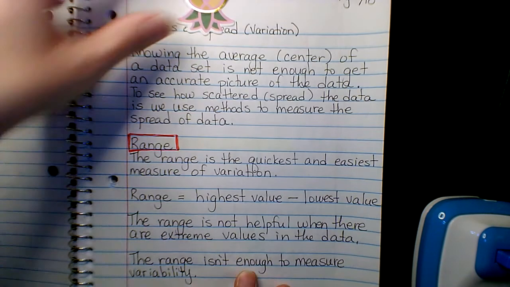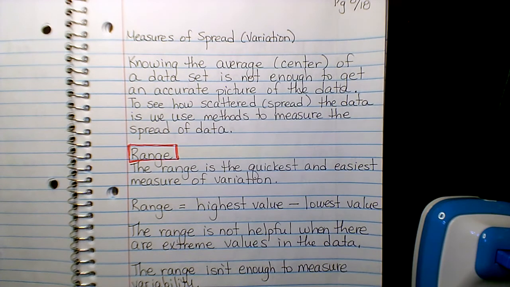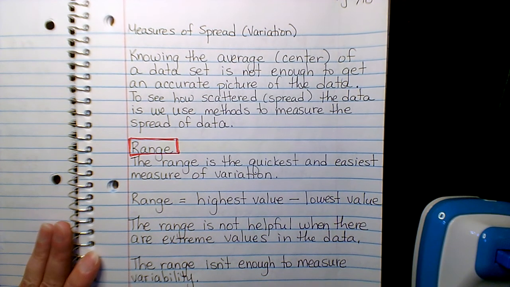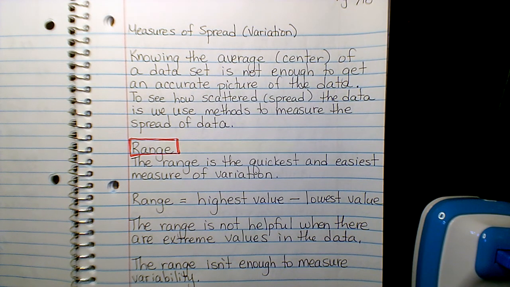Okay, so that does it for measures of central tendency. So I'll tell you what, this is only 20 minutes. Let's go ahead to the measures of spread, or measures of variation, instead of making another video. Let's see if we can zip through this one. Knowing the center of the data is not enough to get a full picture of the data. So we're interested in both the center and how spread out it is.